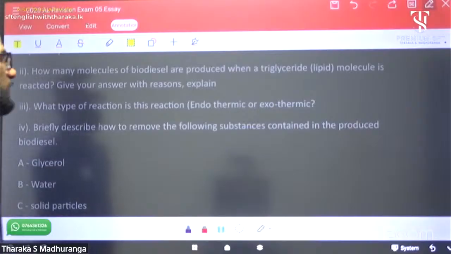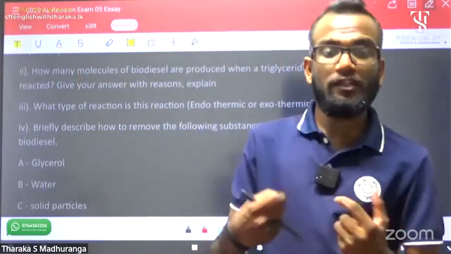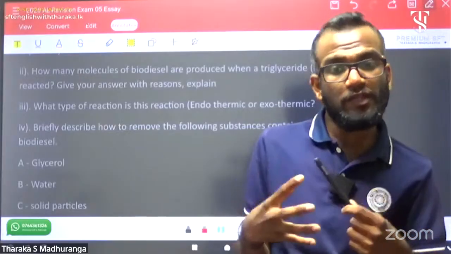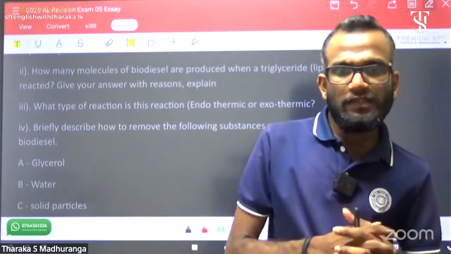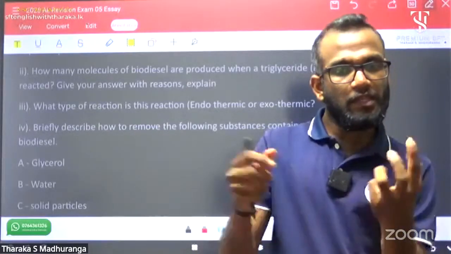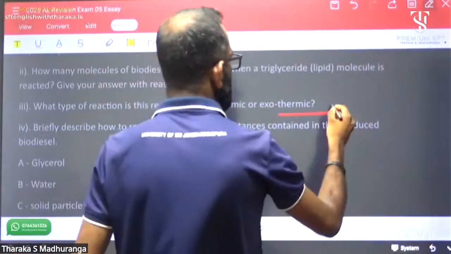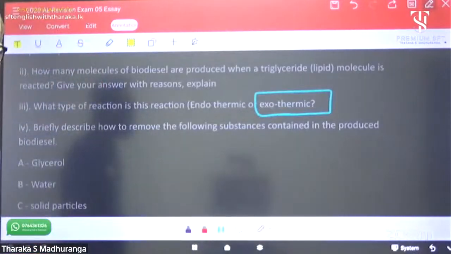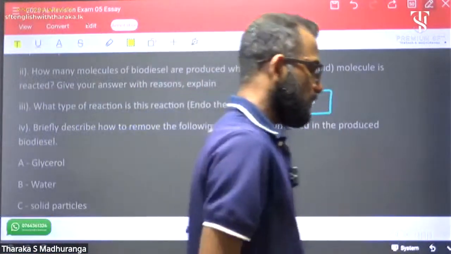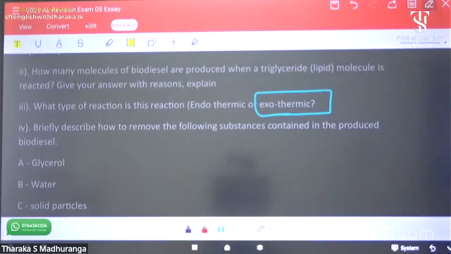Which type of reaction takes place in this reaction? That means the trans-esterification reaction, is it an exothermic or endothermic reaction? What is the type of this reaction? That means methanol reacts with triglyceride. It is an exothermic reaction. It's heating. The system will be heated.